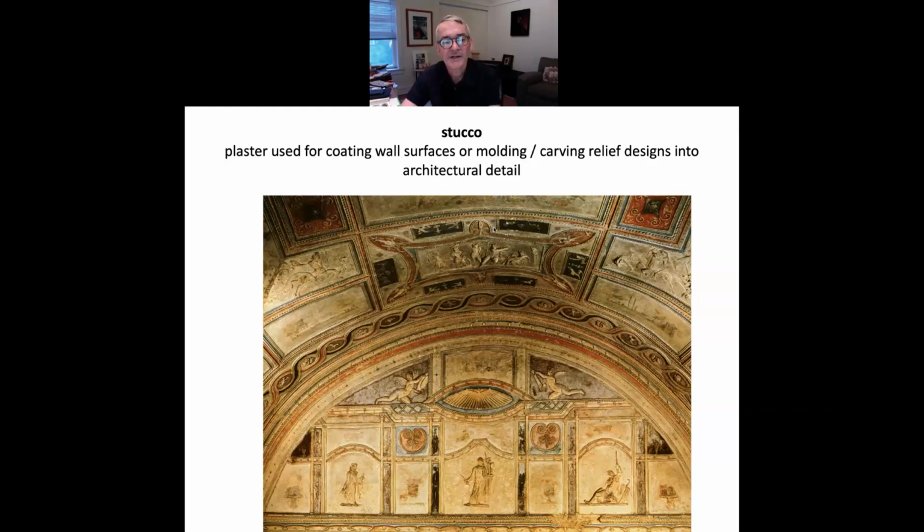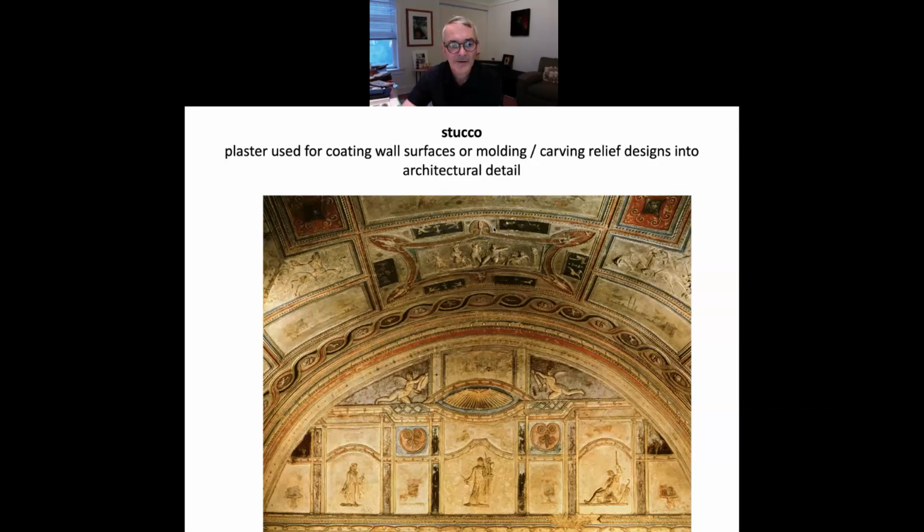Okay, so here's another Roman decorative technique: stucco. Plaster used for coating wall surfaces or molding, carving relief designs into architectural details. It was applied to a wall and then carved and painted. So it's maybe like a cousin to fresco.